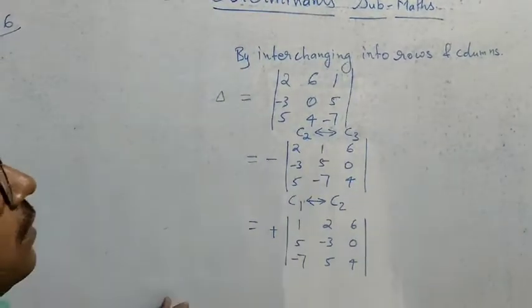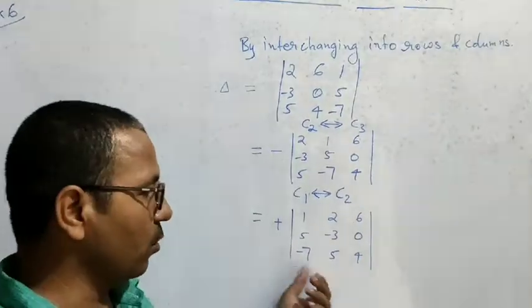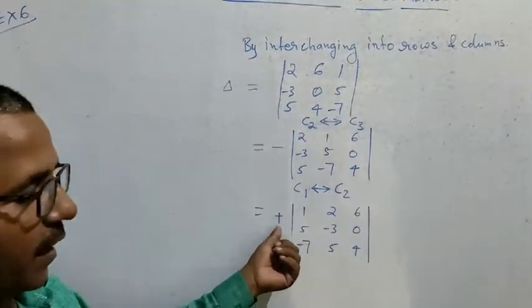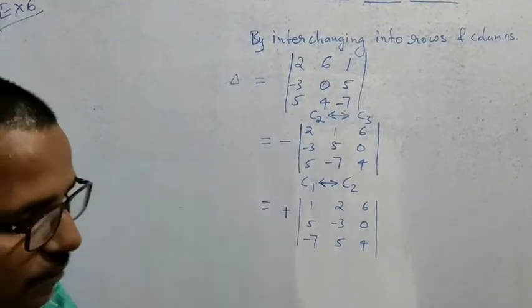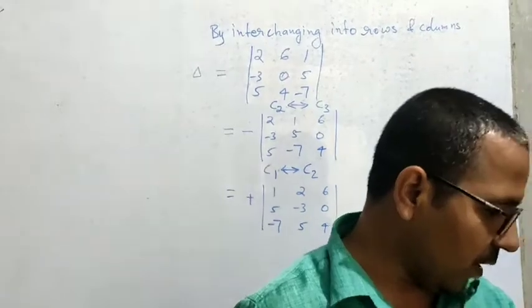This is the method. This was property number second: by interchanging any two rows or columns, its sign will be changed. So now let's see the next property, property number third.